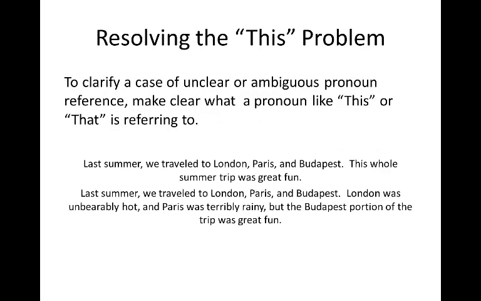Resolving the "this" problem, again, is quite easy. To clarify a case of unclear or ambiguous pronoun reference, make clear what a pronoun like "this" or "that" is referring to. So instead of just writing "this" at the beginning of the second sentence in the passage, rework it. Say, "Last summer we traveled to London, Paris, and Budapest. This whole summer trip was great fun." Now it's clear it's not "this what" anymore, it's "this whole summer trip." Or, "Last summer we traveled to London, Paris, and Budapest. London was unbearably hot, and Paris was terribly rainy, but the Budapest portion of the trip was great fun."